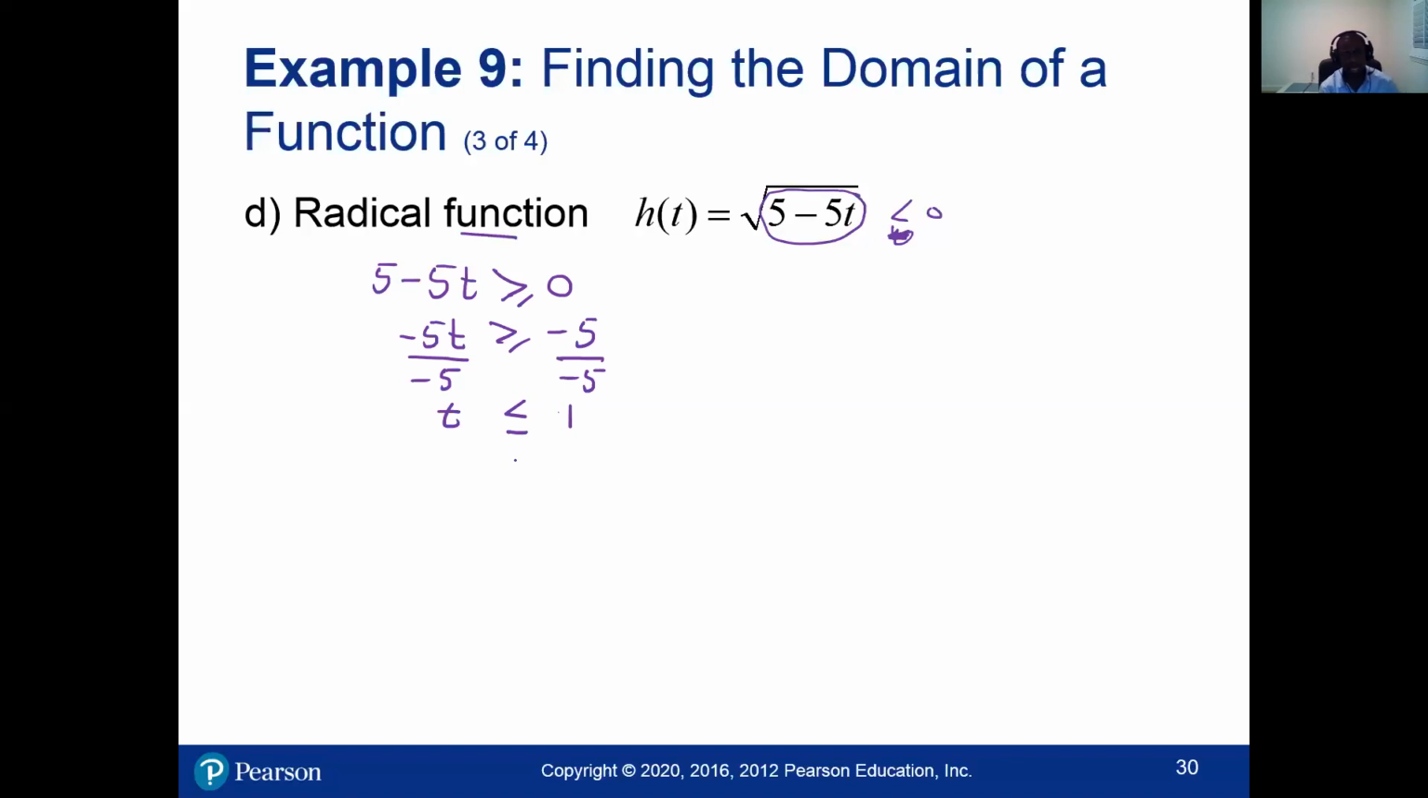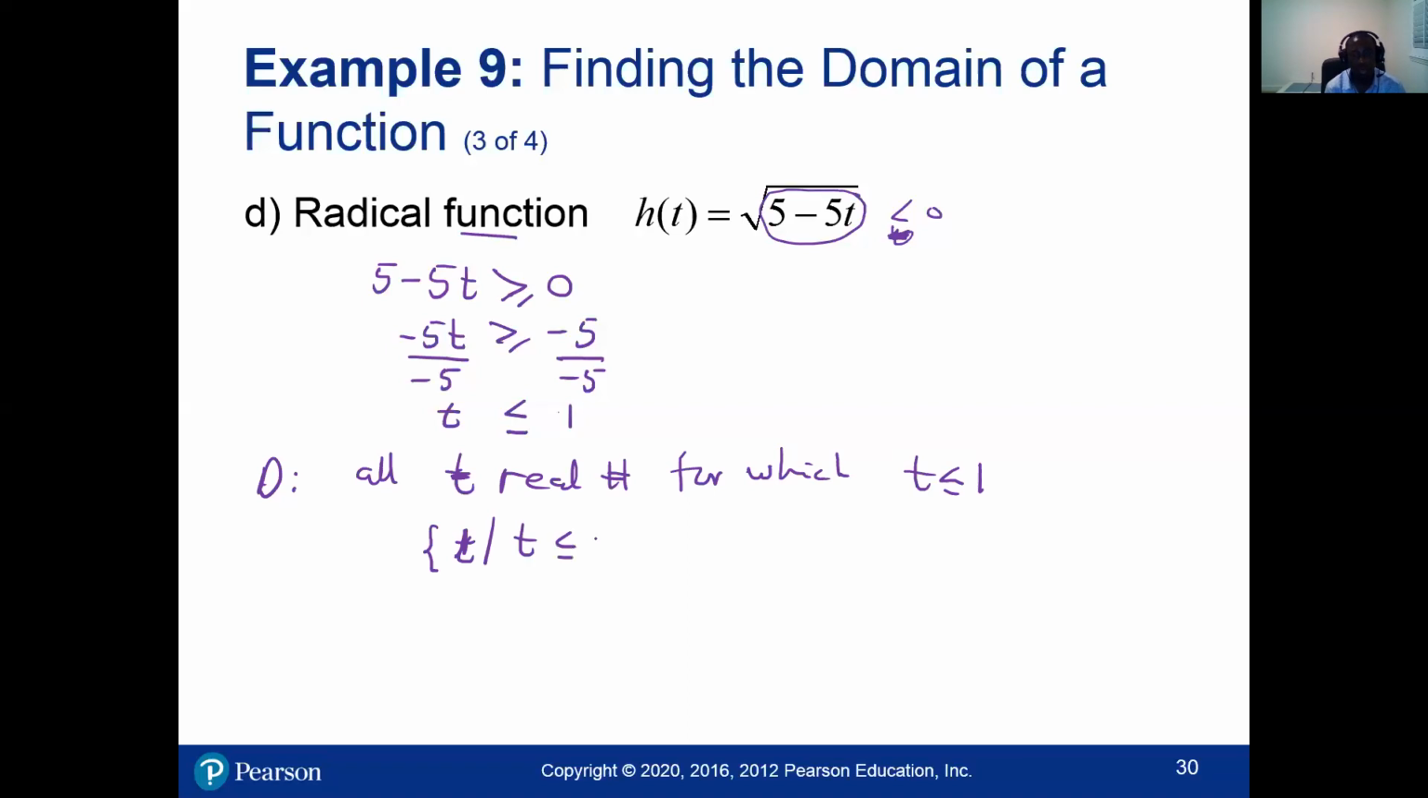So the domain of this function is that. Your domain in this case is all t, or say all real numbers, for which t is less than or equal to 1. Then what is the set notation for that? In set notation, you write it as t, such that t is less than or equal to 1.